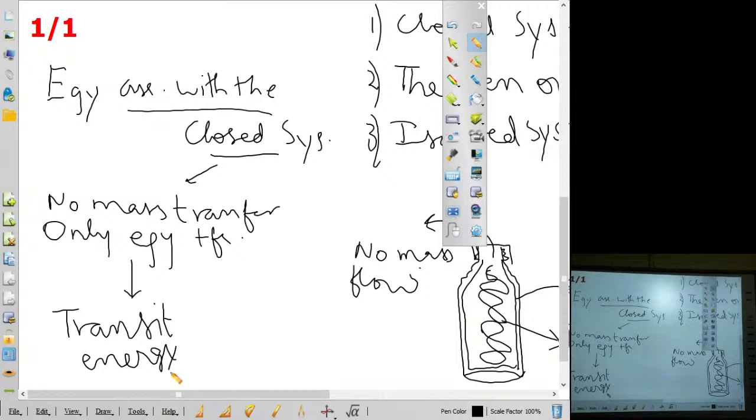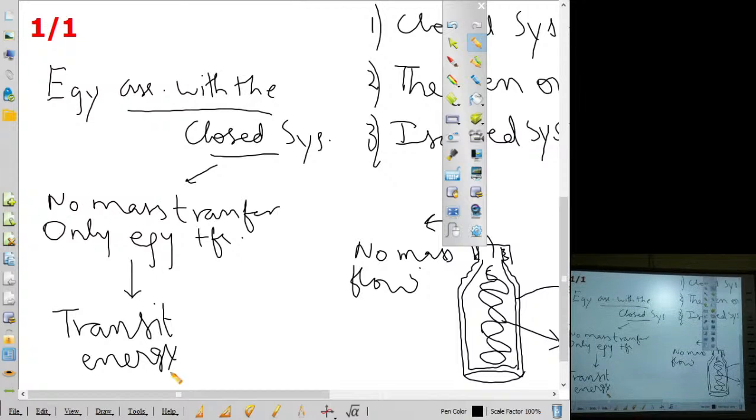So now I had told you about the definition of thermodynamics, then what is the system, what is the surrounding, and the different types of system, and we are now discussing the energy transfer, the energy associated with the different systems. In the case of a closed system, when there is no mass transfer but only energy transfer takes place, then this energy is called the transit energy.